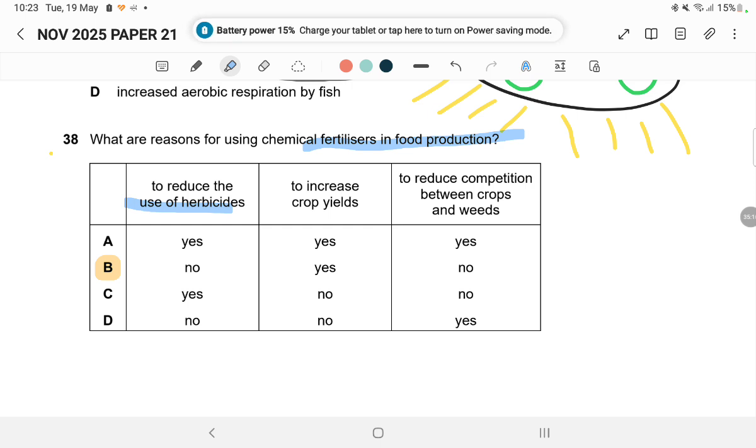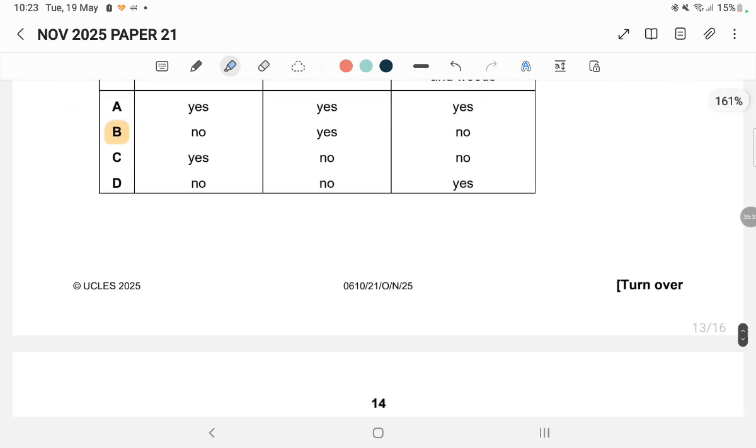Chemical fertilizers are not for reducing your use of herbicides. They are not for that purpose. To reduce competition between crops and weeds, no, it's also not for that purpose. Chemical fertilizers are used to increase the crop yield, to increase the quality and quantity of crop yields, but not at all to reduce the use of herbicides.